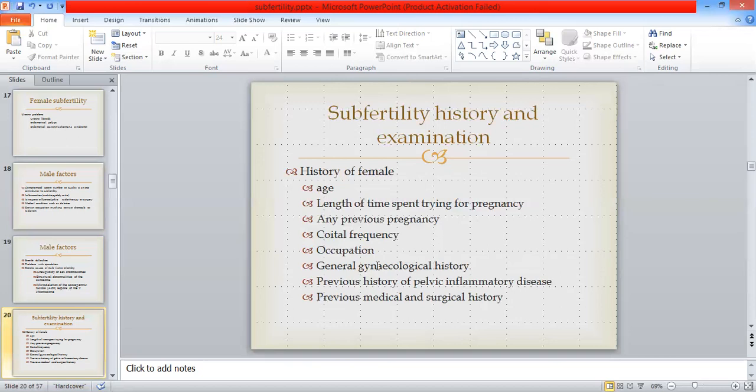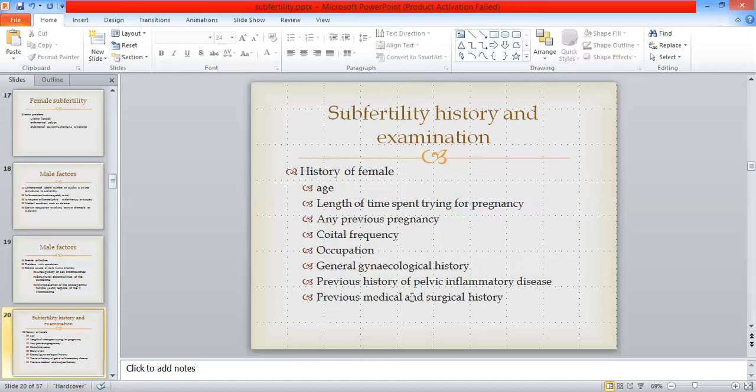Other thing is per vaginal discharge. The patient is suffering from per vaginal discharge. Per vaginal discharge includes any postcoital bleeding, intermenstrual bleeding, or any abdominal mass, etc. These things are affecting the fertility.